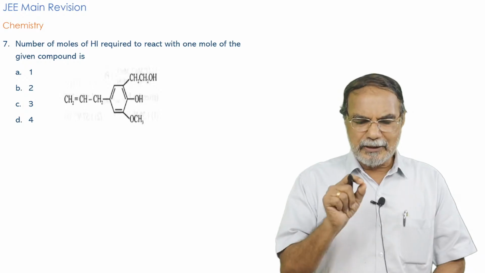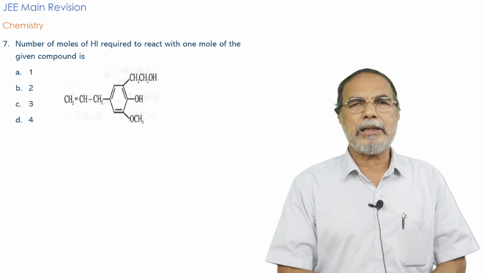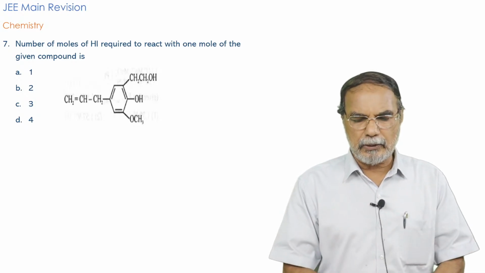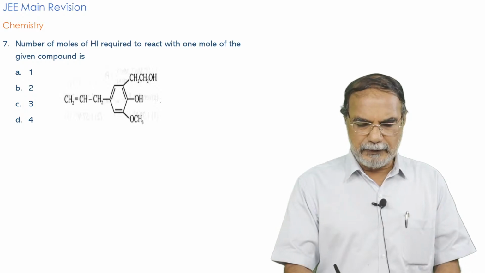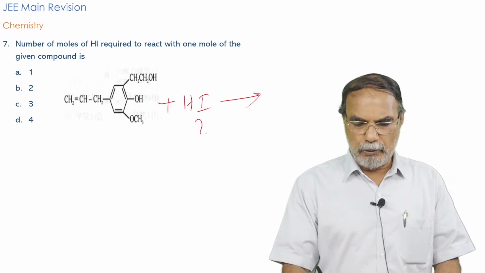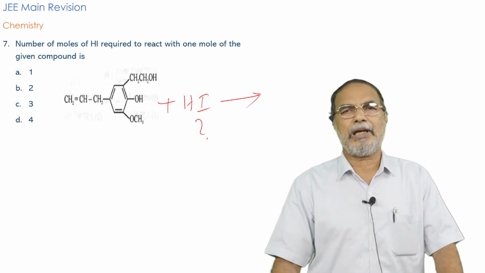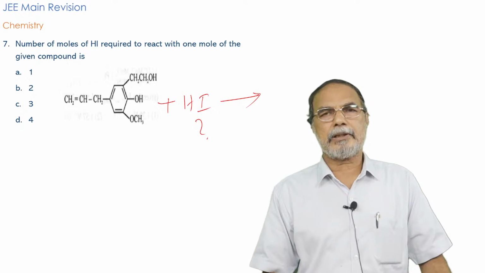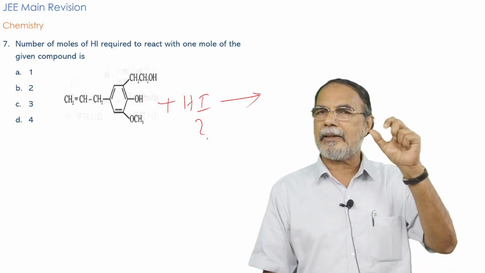Now, which are the reaction sites on reaction with HI? The question is, how many moles of HI are required to react with 1 mole of the given compound? The compound reacts with HI. How many moles of HI are used in the reaction? So you have to identify the sites at which the HI can react.